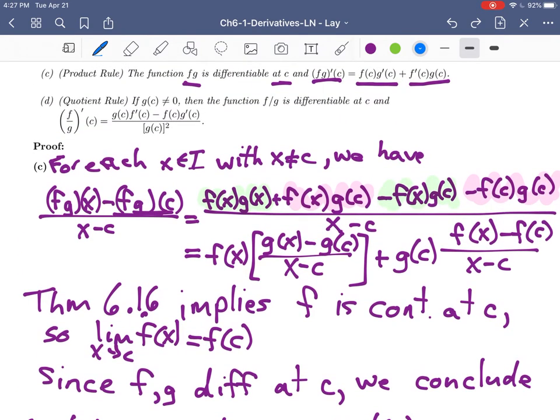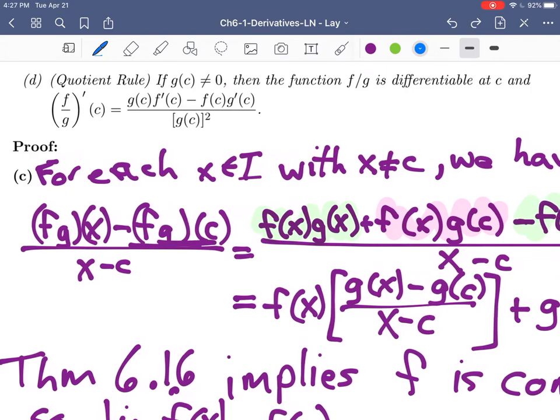The quotient rule is also true. Our quotient rule says if g of c is not equal to 0, then f over g is differentiable at c. And the derivative of f over g at c is g evaluated at c times the derivative of f at c minus f evaluated at c times the derivative of g at c, over g at c squared. So it's the low times the derivative of the top minus the top times the derivative of the bottom, all over the bottom squared. Low d high minus high d low, square the bottom, and away we go.